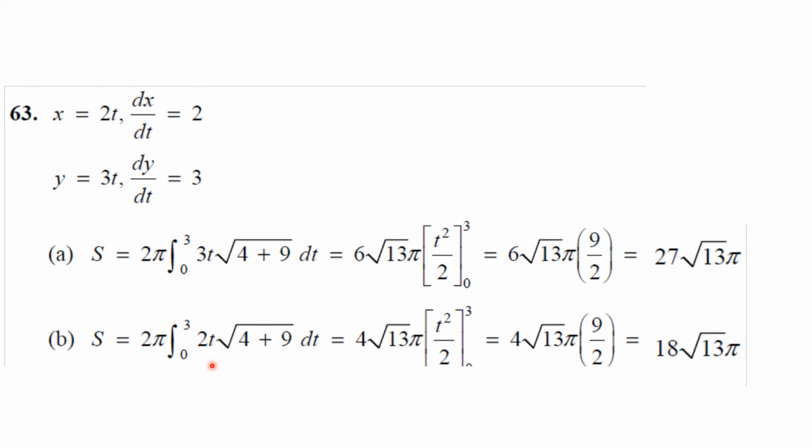Similarly, down here, you're using the x. You still have the square root of 13. So when you integrate t, you get t squared over 2. You plug in the endpoints using the fundamental theorem of calculus, and you get this as 4 times the square root of 13 pi, 9 over 2, and that's going to be 18 square root of 13 times pi.